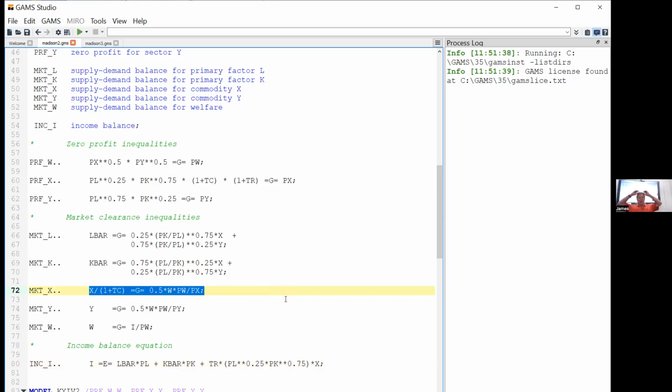And what's going on is that if X is defined as the amount produced by the production sector, then the amount that actually arrives to the consumer is X divided by 1 plus TC. So the amount produced, X, shrinks by this factor 1 plus TC. And so in the supply demand equation, what has to appear is the amount that the consumer actually gets out of the amount that's produced. So for a general equilibrium solution, it's one or the other.